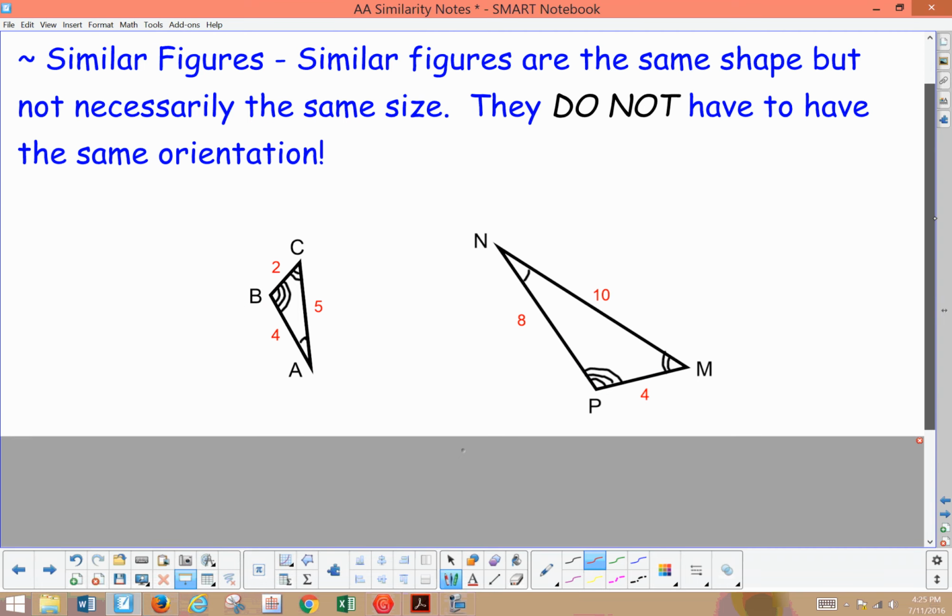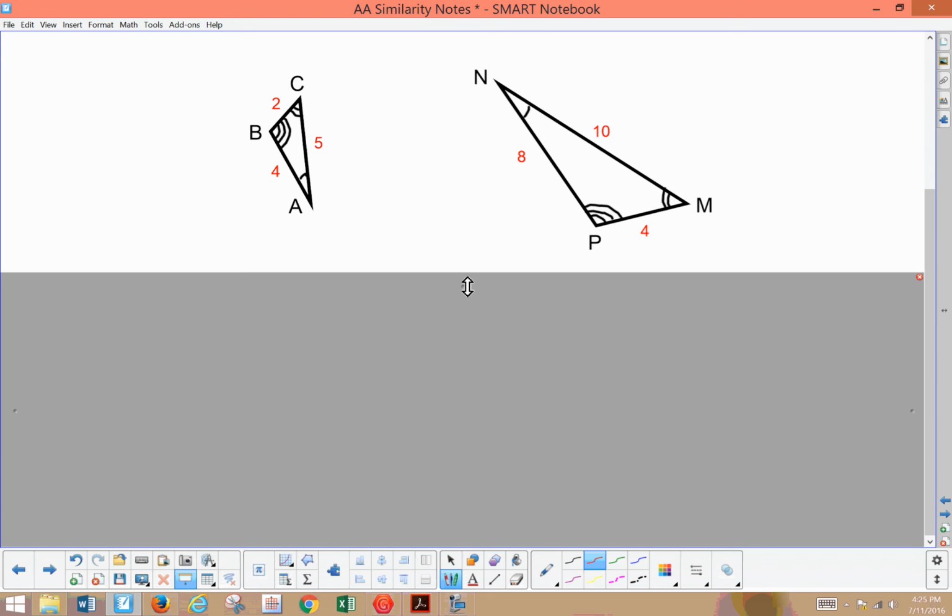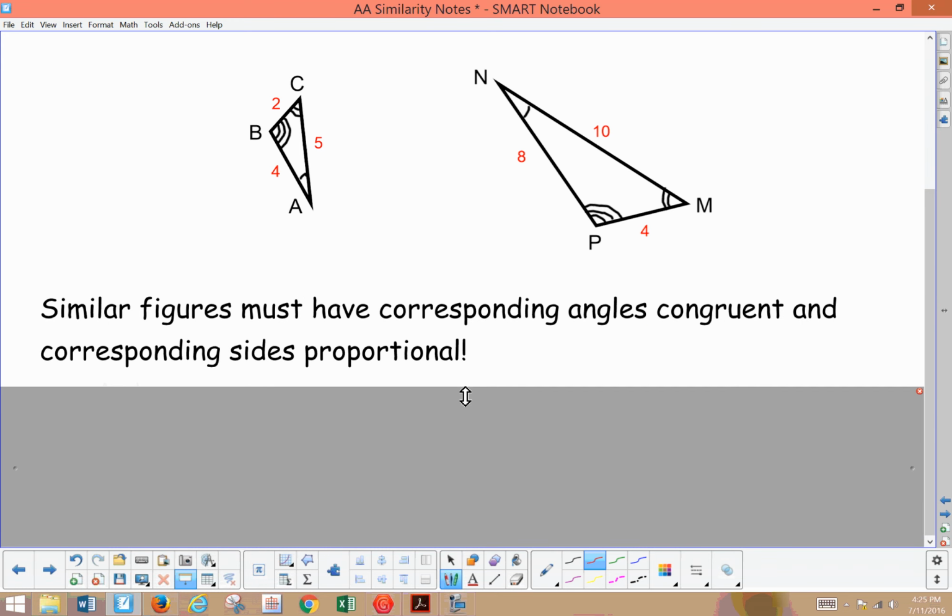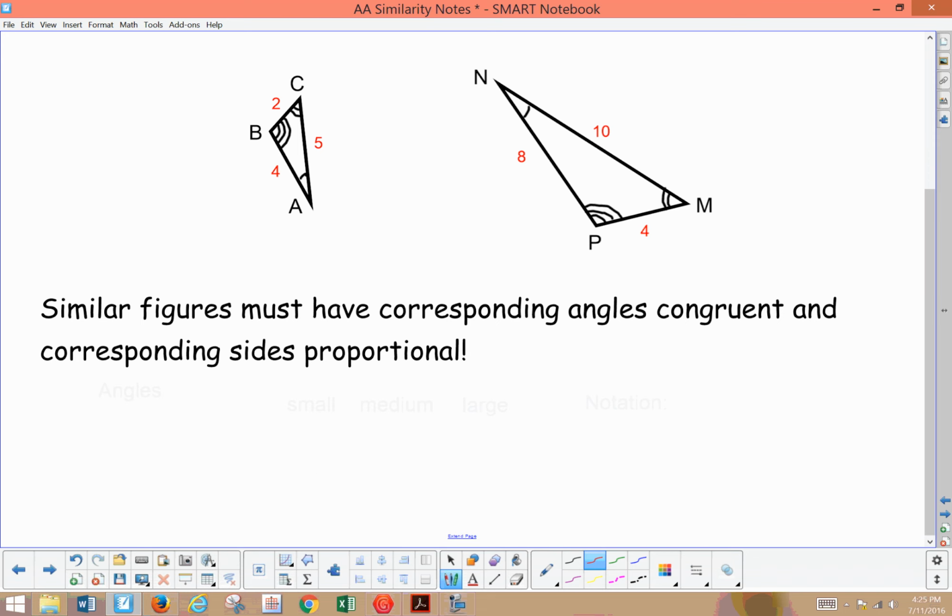Now, when we have similar figures, we will always have corresponding angles congruent and corresponding sides proportional. Let's talk about what that means. If you look in your figure, you're going to notice that there are some markings within the angles. Angle A has one arc mark. If we look on the figure on the right, angle N has one arc mark. That means that angle A is congruent to angle N.